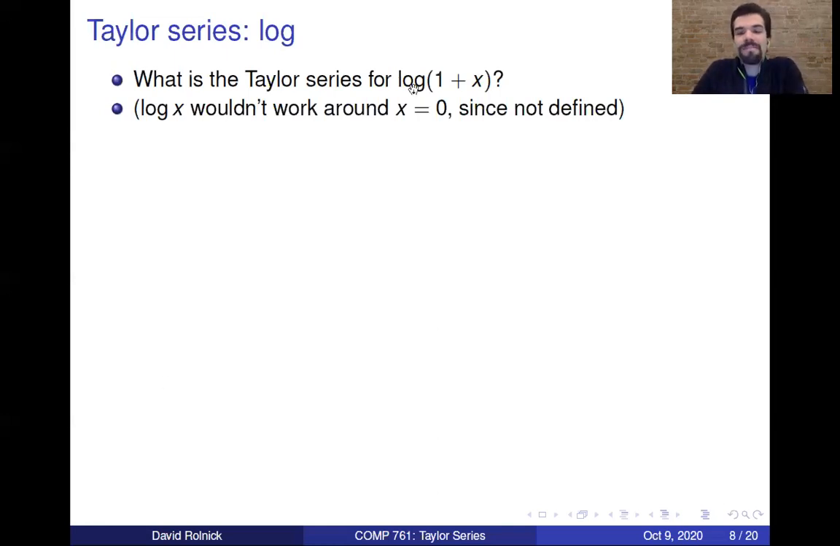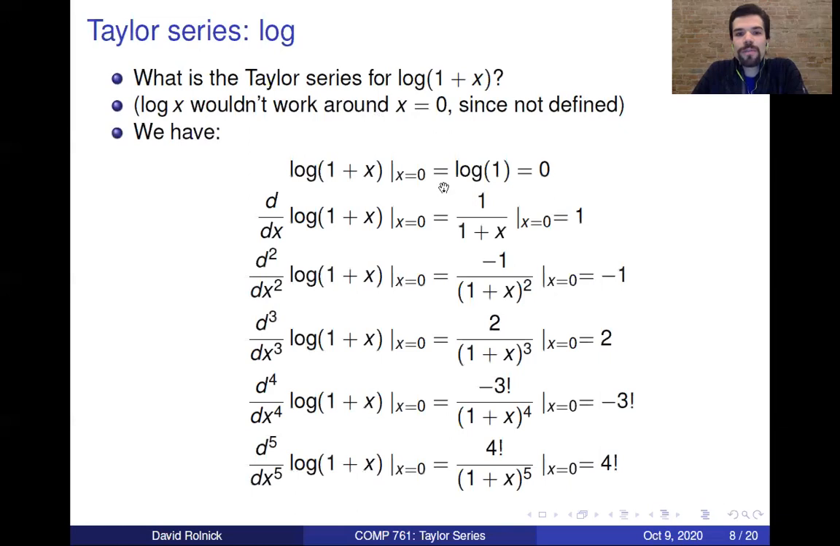Any thoughts? Start going through it. I realize you won't have been able to go through all of the derivatives.